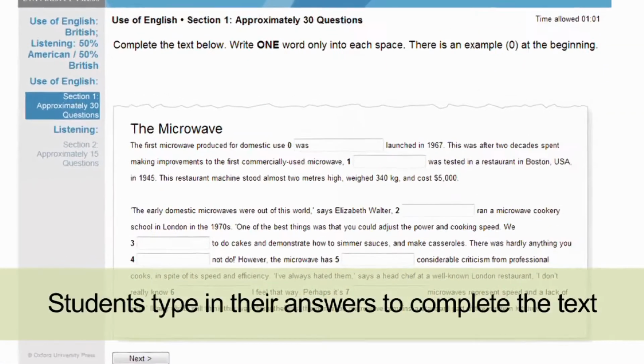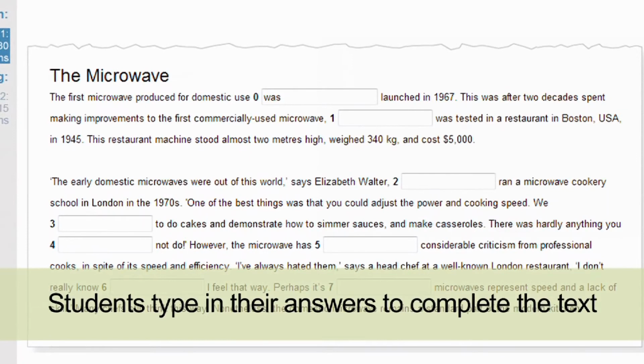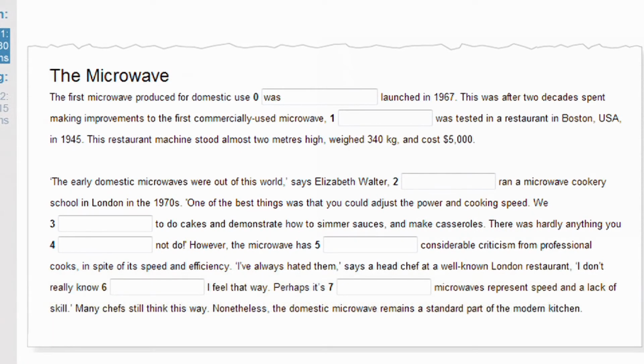At the end of their use of English section, students are given a close question where they have to type in their answers. This type of question tests both form and meaning in a particular context. This example question is set at a high level.